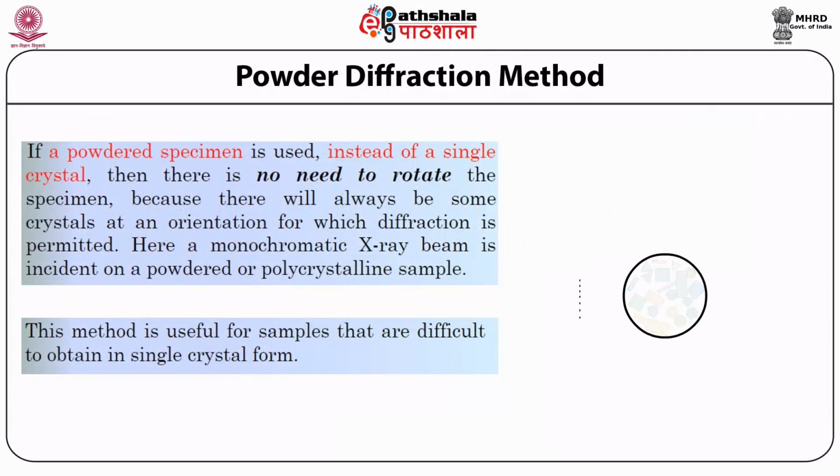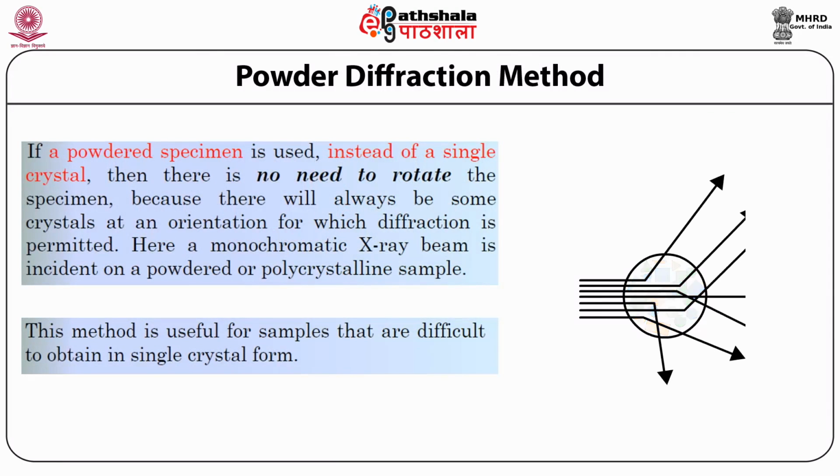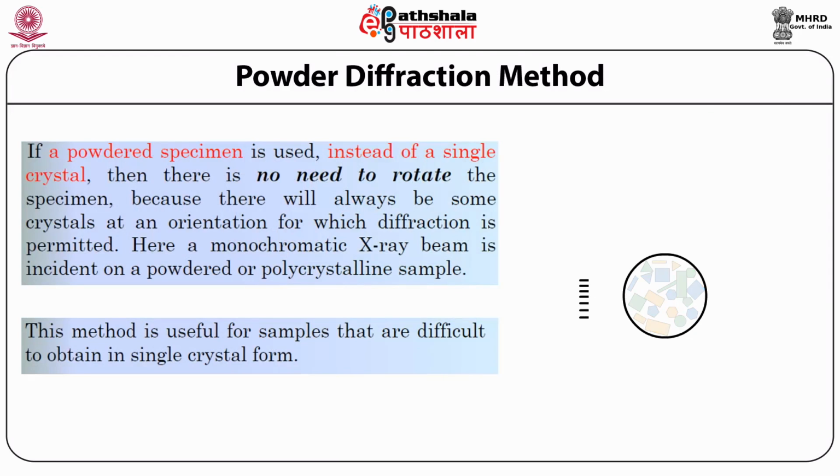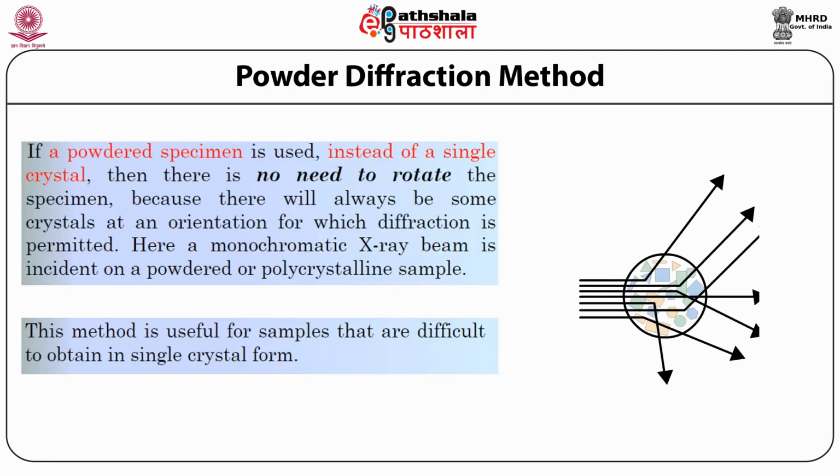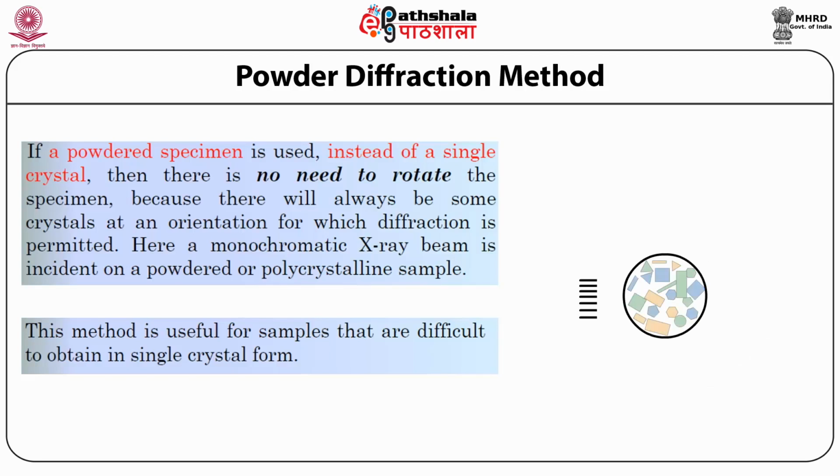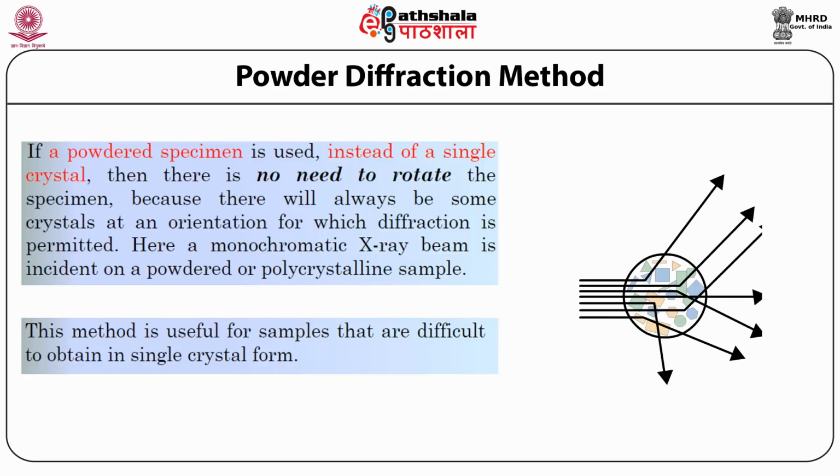Powder diffraction method. This is the third method which I started with, and this is probably the most popular method in X-ray diffraction, which is called the powder diffraction method. So what is the meaning of the powder here? As you can see in the diagram on the right hand side, there are some crystallites inside the circle. These are crystals which have different orientations.